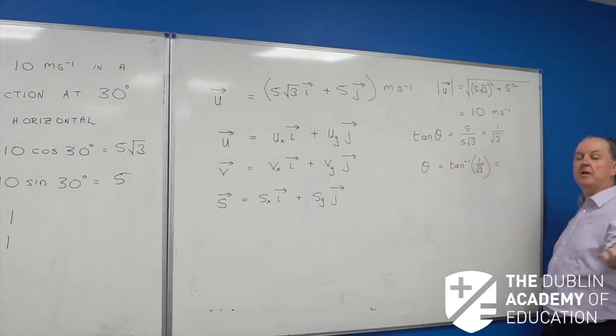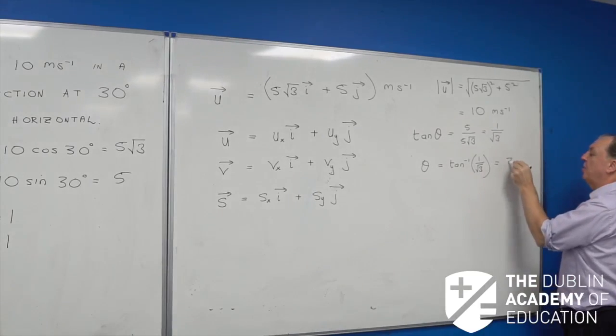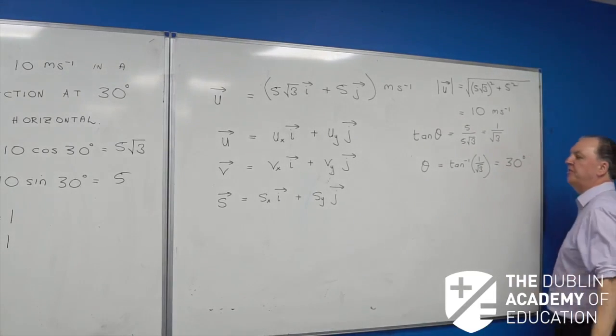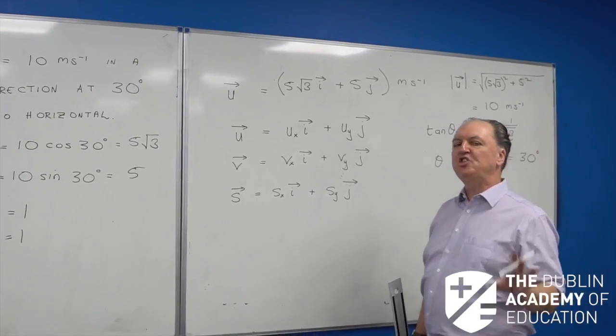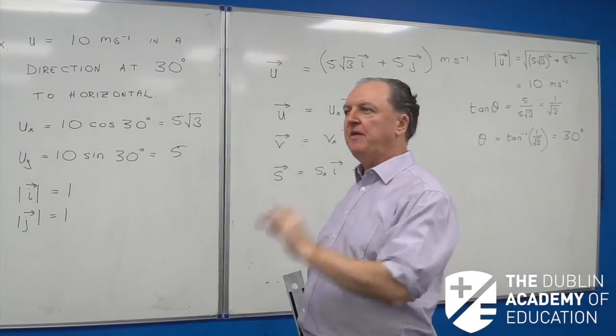And then theta will be the inverse tan of 1 over root 3. Put that into your calculator. And of course, you know what the answer is. The answer will be 30 degrees. So in general now, you can say this.